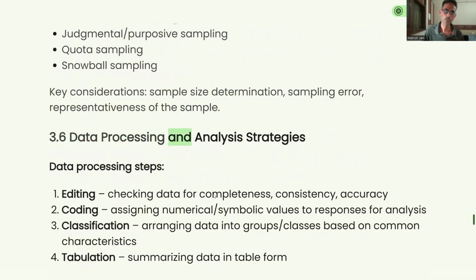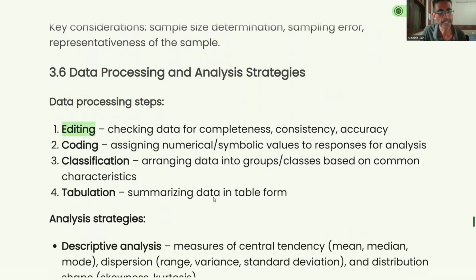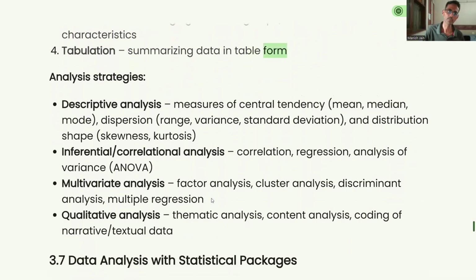3.6 Data processing and analysis strategies. Data processing steps: editing, checking data for completeness, consistency, and accuracy. Coding, assigning numerical or symbolic values to responses for analysis. Classification, arranging data into groups or classes based on common characteristics. Tabulation, summarizing data in table form.